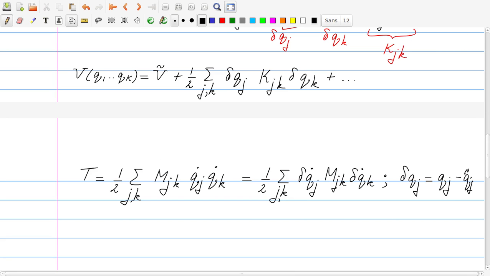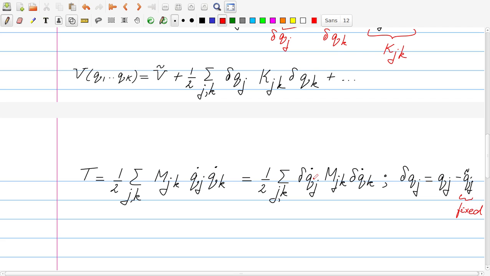In order to highlight the similarity of the expansions for V and T, we have repeated here the expression for T, and we have written it also in terms of the delta q_j dot rather than the q_j dot themselves. We can do that because delta q_j is defined as q_j minus q_j tilde. Now q_j tilde is the position of the generalized coordinate j at equilibrium, so that is a fixed value, it's time independent. Therefore when we take the derivative with respect to time, this disappears and I can identify the q_j dot with the delta q_j dot.